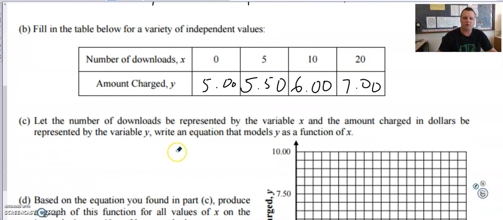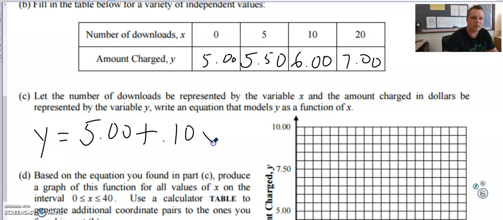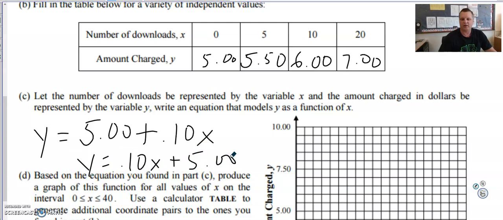They want the number of downloads to be represented by the variable x, and the amount charged in dollars to be represented by the variable y. Most are in terms of x and y. Sometimes they're not. If they tell you specifically to use a and b or any other variables, you have to, or you will lose points. So the equation is y equals $5, that's where you start, plus 0.10x. I would rewrite it as y equals 0.10x plus 5, because I like it in this form, y equals mx plus b.